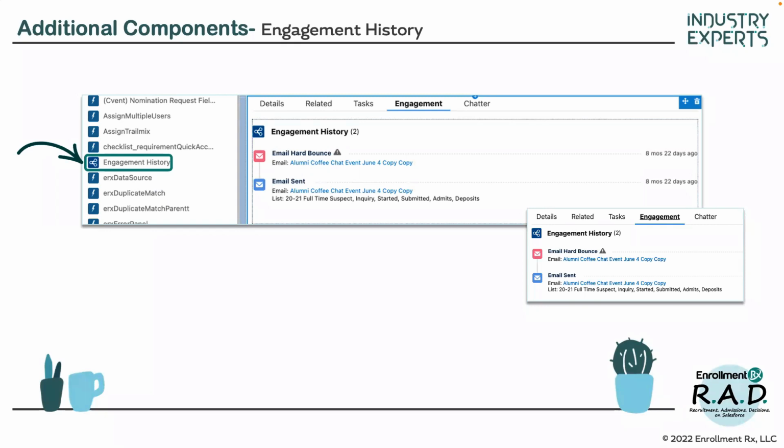So the image across the top is the back end view, where you would take that engagement history component and drag it onto the page. And then the image off to the right is what it would look like on the page layout. So there would be a section for engagement, and you would have your emails and things like that that were sent out of Pardot from there.